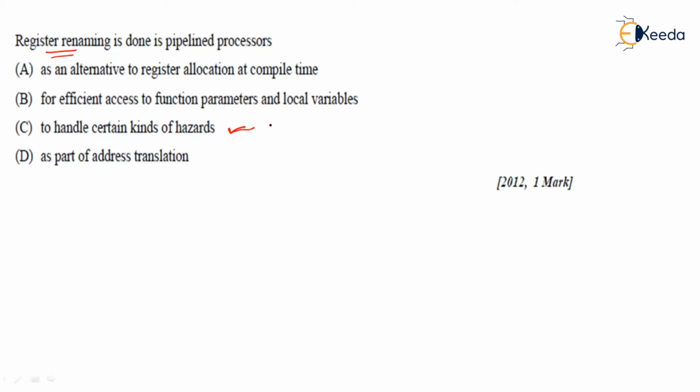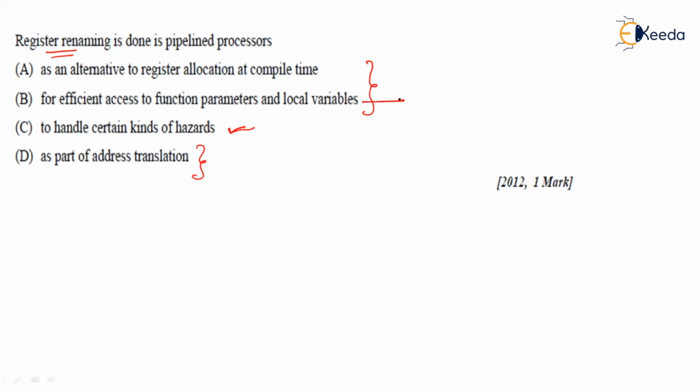And the remaining three things, if you have a look, are not for pipelining. Is it an alternate to register allocation at compile time? No, that is a program execution paradigm. When it comes to function parameters and local variables, this is not the thing. Efficient access to the function parameters and local variables altogether leads to a different concept.